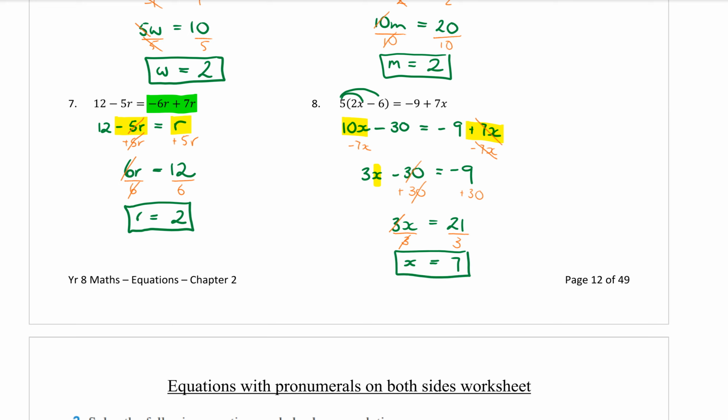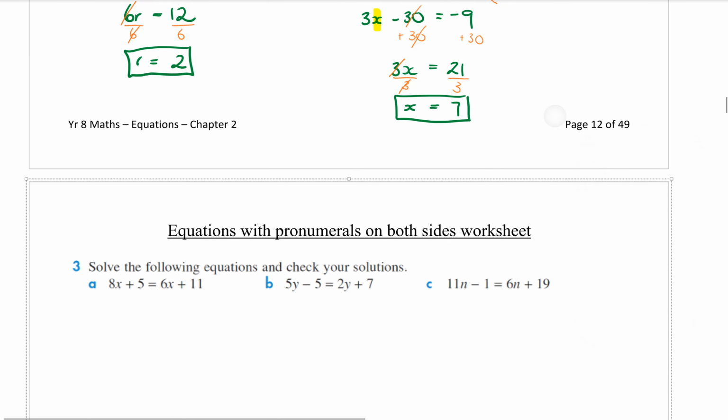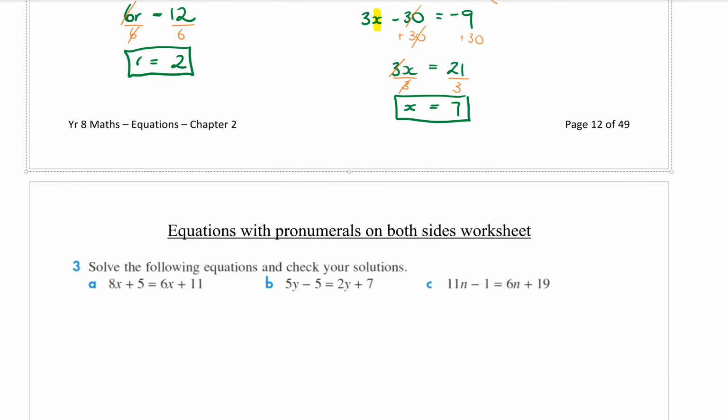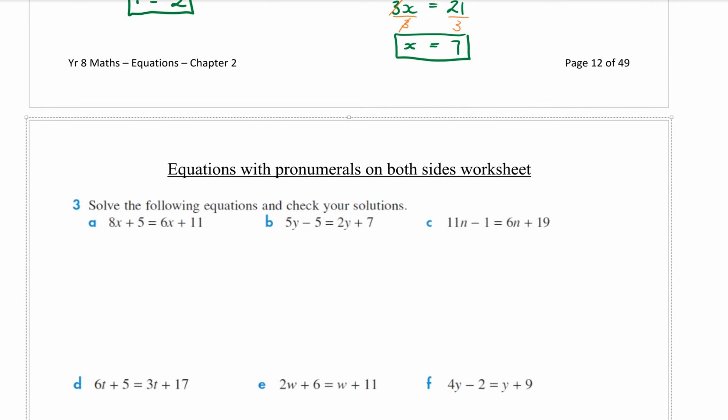Okay, so that's the end of my examples. Your practice starts here on the next page. There is 3 pages for you to do, and they get trickier, especially on the 3rd page, so keep practicing.